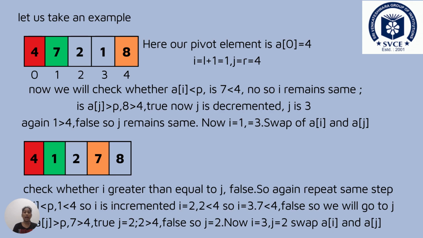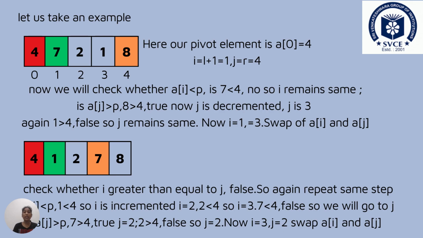Now we will check the condition whether A of I is less than P or not. A of I, A of 1, that is 7, is less than pivot 4? No, it is not true. So I remains the same and the I value is 1. Now let us go to the J part. A of J is greater than pivot. A of J is 8. 8 is greater than pivot 4. That is true. Now J is decremented to 3.